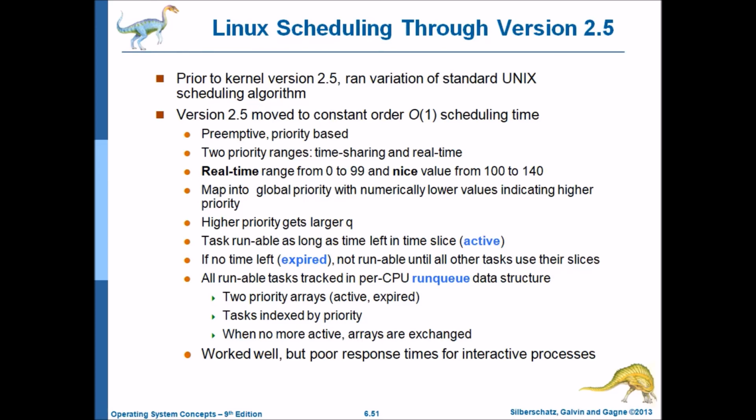So the Linux scheduler is a preemptive priority-based algorithm with two priority ranges, real time and time sharing. Real time is from 0 to 99, and the nice range is from 100 to 140. Unlike Solaris or XP, Linux assigns longer time quantums to higher priority tasks. And so a runnable task is considered eligible for execution as long as it does not consume all the time available in its time slice.